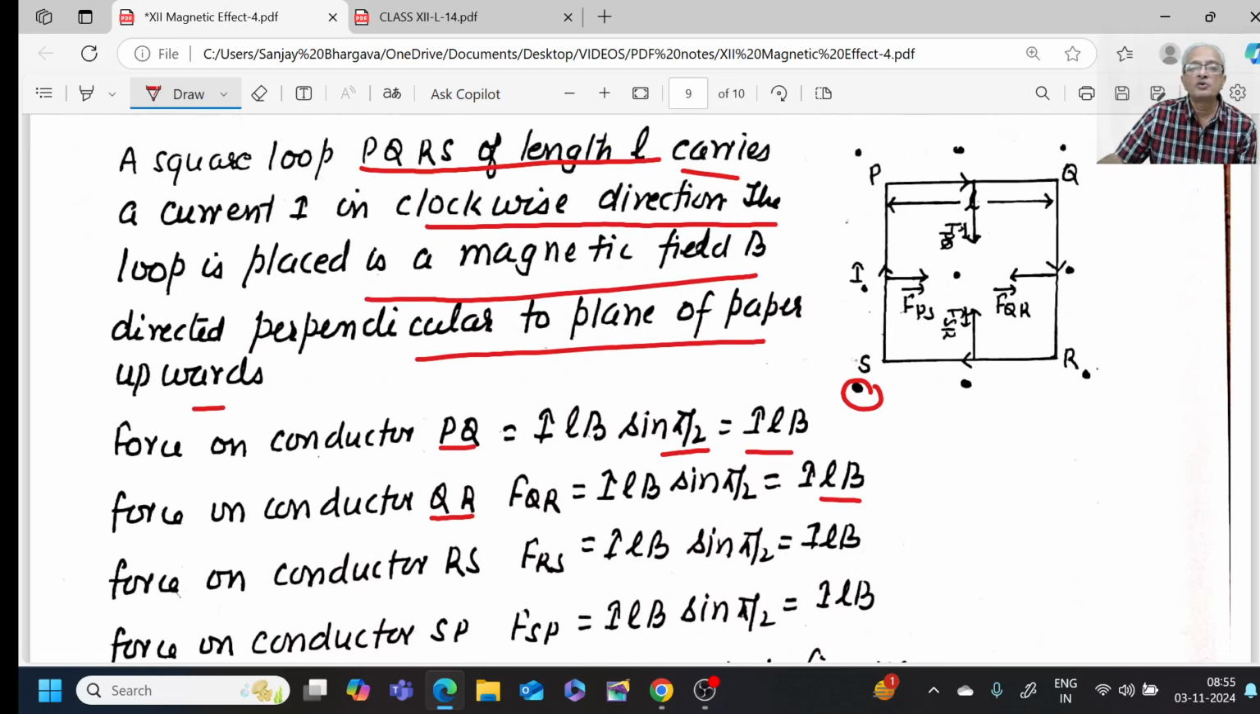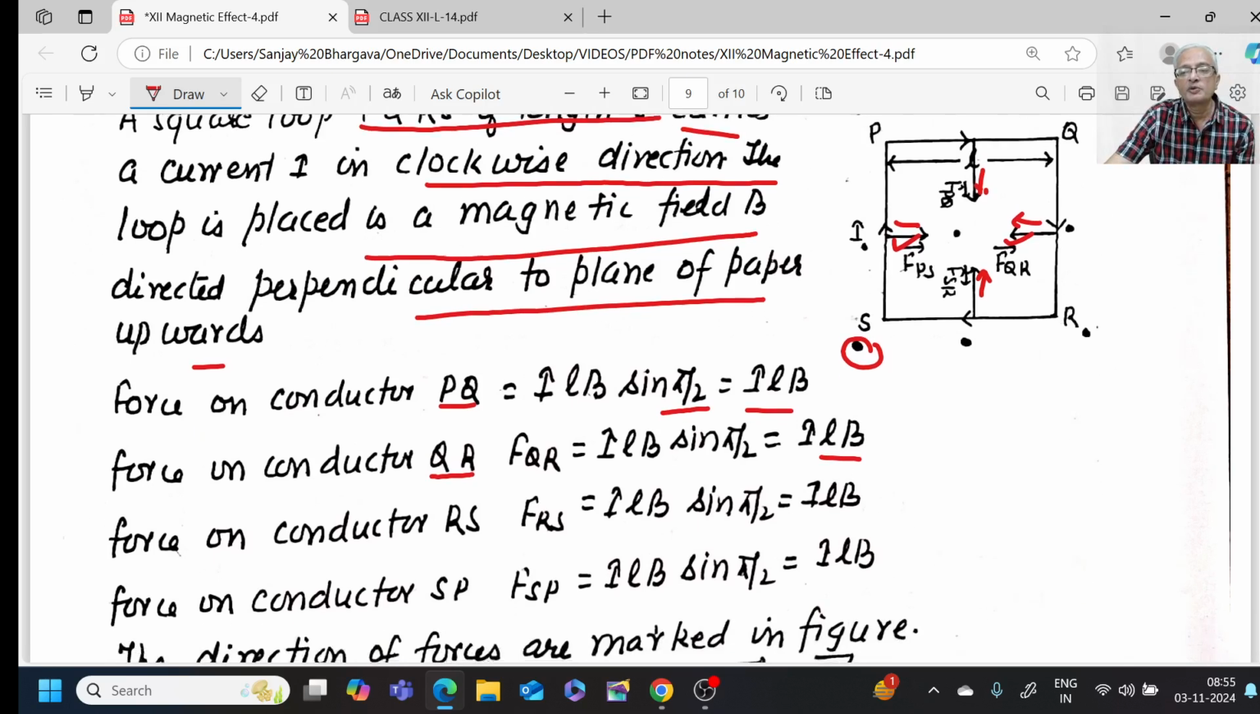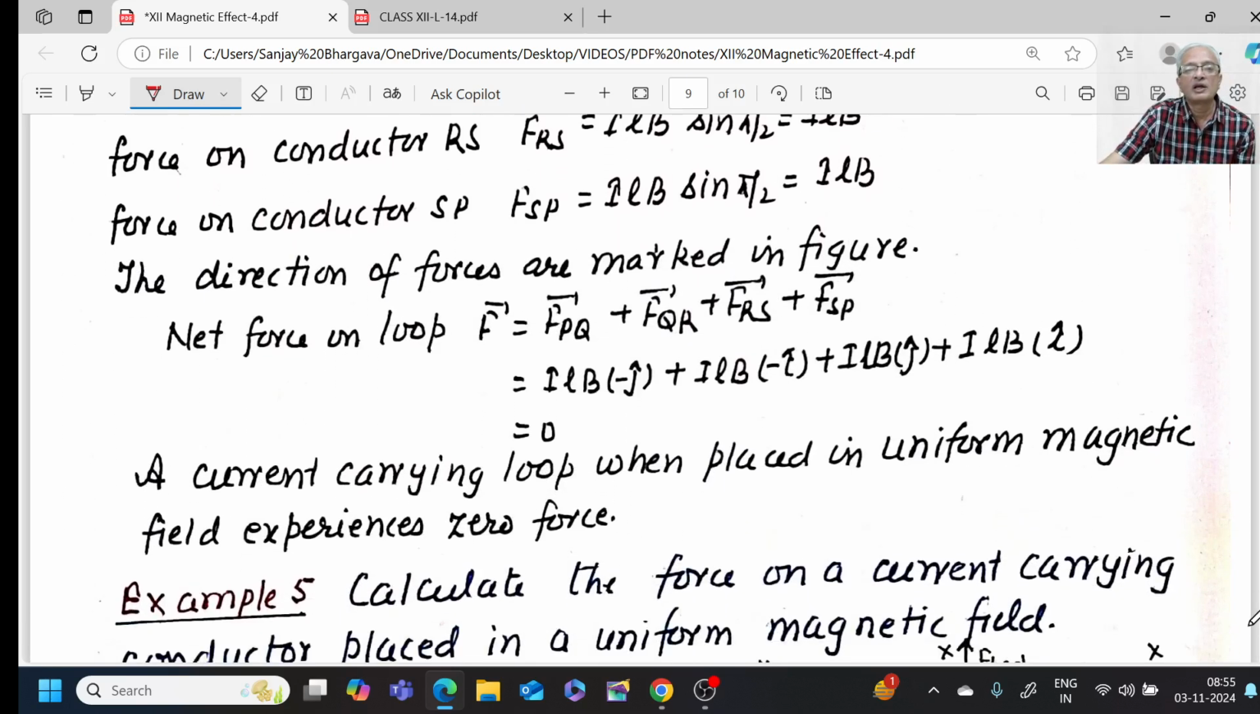On conductor PQ, the direction of the force is downward. Here it is this way, here it is this way, and here it is this way. These two forces, equal in magnitude and opposite in direction, act along the same line and cancel each other. These two forces, again equal in magnitude and opposite in direction, cancel each other. So what would be the net force? The net force will come out as 0. So an important conclusion here: a current carrying loop when placed in a uniform magnetic field experiences 0 force.